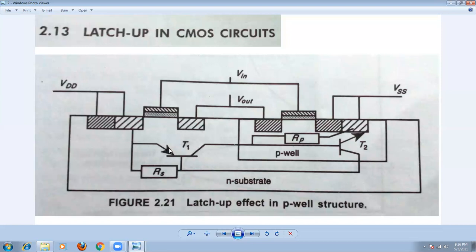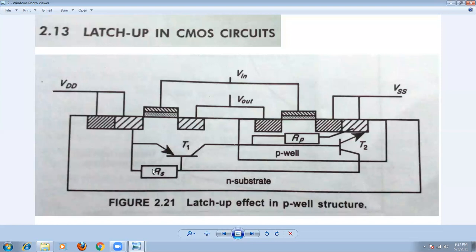You can decrease the doping concentration in the substrate material. If you decrease the doping concentration in the substrate material, the resistance value increases. So to avoid this latch-up condition, you can increase the doping concentration of the substrate material, or you can increase the doping concentration of the well material. If you increase the doping concentration of the substrate material, what happens?